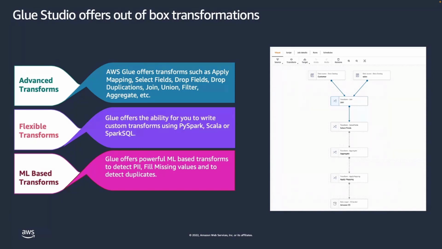Now, there are activities which are very difficult to code or to identify what steps need to be performed, like detecting PII, filling missing values, and detecting duplicates and things like that. For such activities, Glue provides machine learning based transformations, which you can use out of the box and take benefit from.